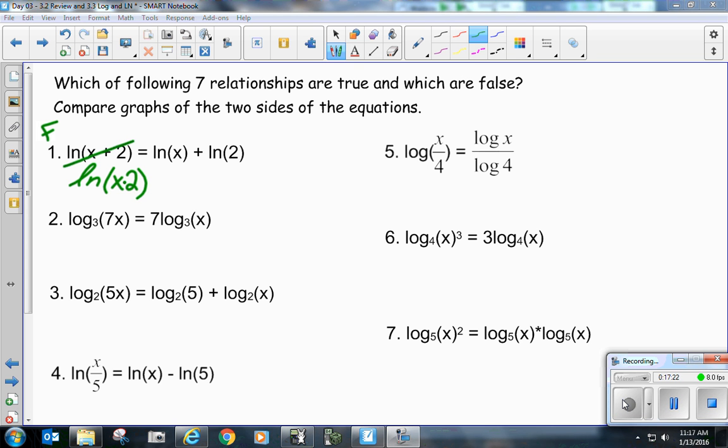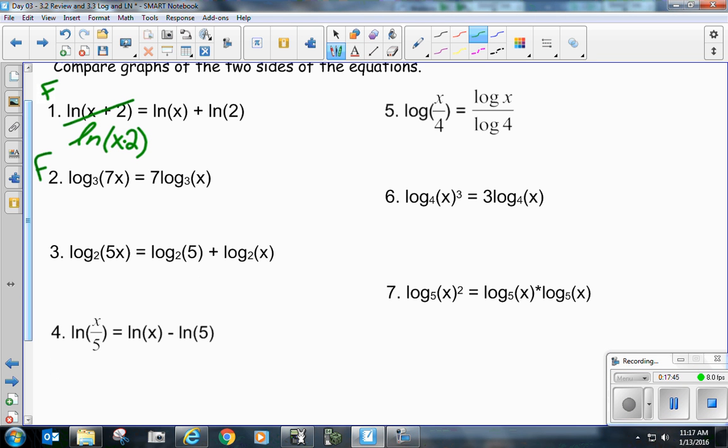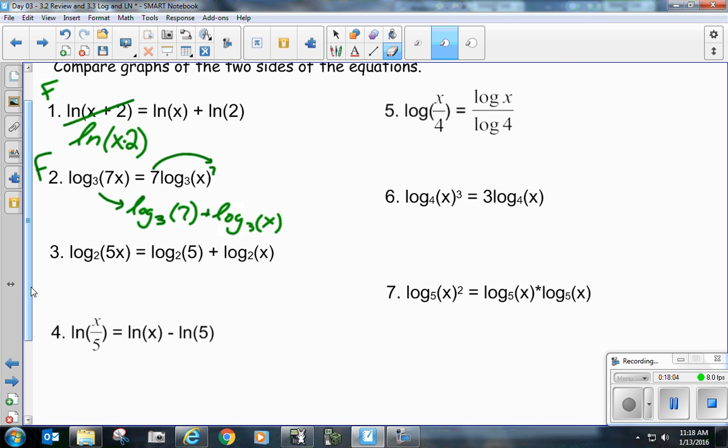Okay, what about number 2? No, it's false. That's not the original. Good catch. You're right. Good thing you changed your position. This is false. How come? Because in order to get this, 7 would have had to come up as an exponent, wouldn't it? This turns into log base 3 of 7 plus log base 3 of x. That's a multiplication rule. The one on the right is the exponent rule. So that is definitely false.